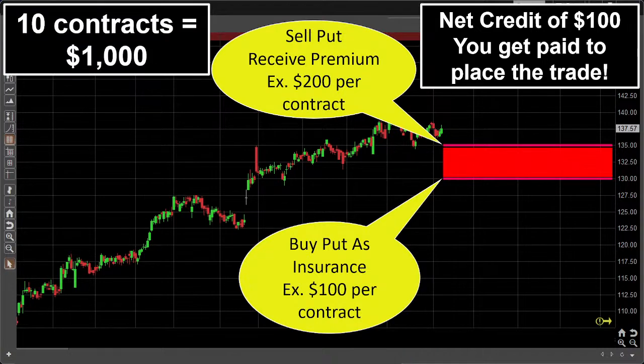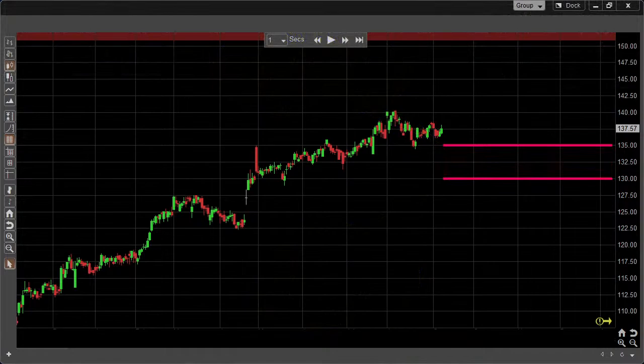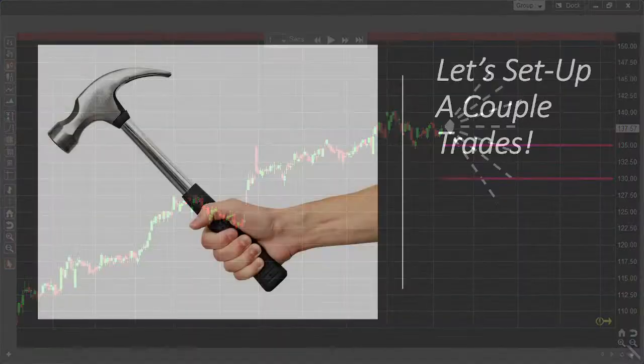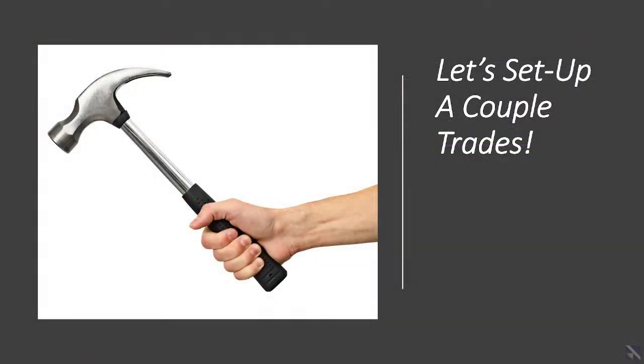Okay? Now, here's what this does. It gives you a trade where if the stock goes up, you will make money. You can make up to $1,000. If the stock goes sideways, you can make money up to $1,000. If the stock goes down, we are going to use that 135 price as a stop to exit the trade. And we will take a small proportional loss. We will have losing trades, but those losing trades will be proportional to our gains. Now, let's do this. I want to set up a couple of trades with you.